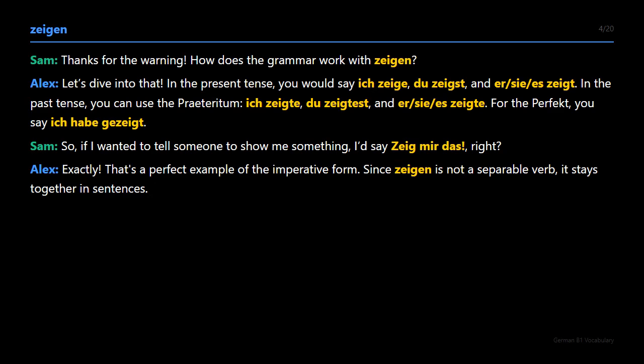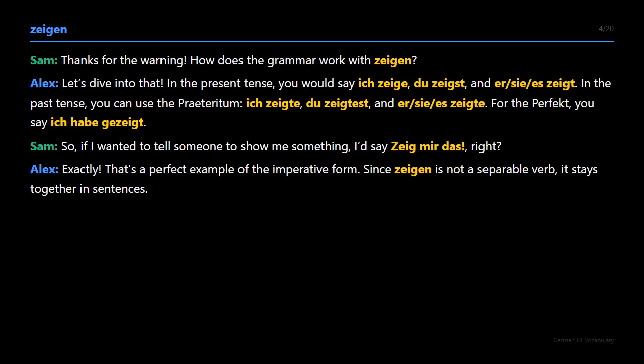So, if I wanted to tell someone to show me something, I'd say, zeig mir das. Right? Exactly. That's a perfect example of the imperative form. Since zeigen is not a separable verb, it stays together in sentences.